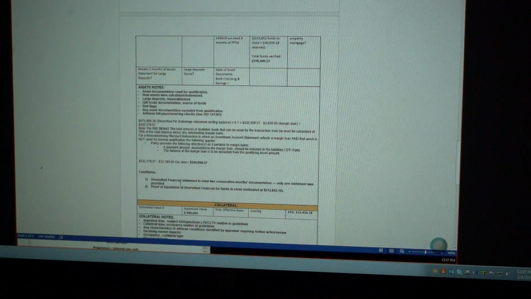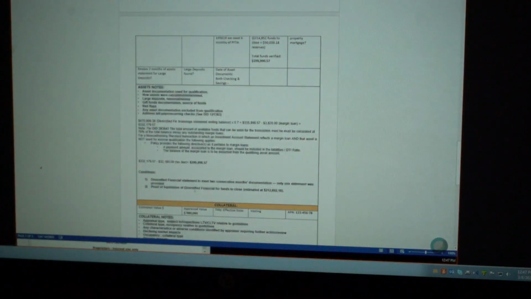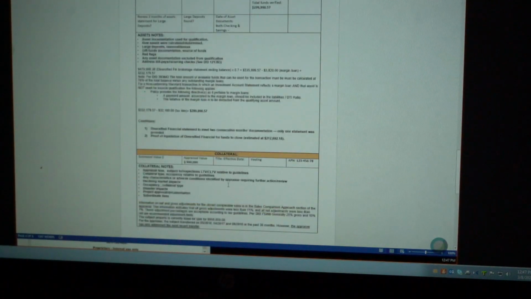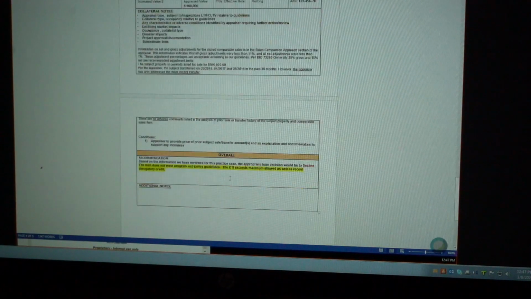We conditioned for another financial month because we need 2 months, and proof of the liquidation because you got to liquidate the stocks. For our collateral, just the prior sale transfer, documentation supporting the increases. We only have 1. There's no adverse conditions. Subject property is listed for 950. The appraisal transfer on 518, 517, where the appraisal only addressed the most recent transfer. We need the other 2.